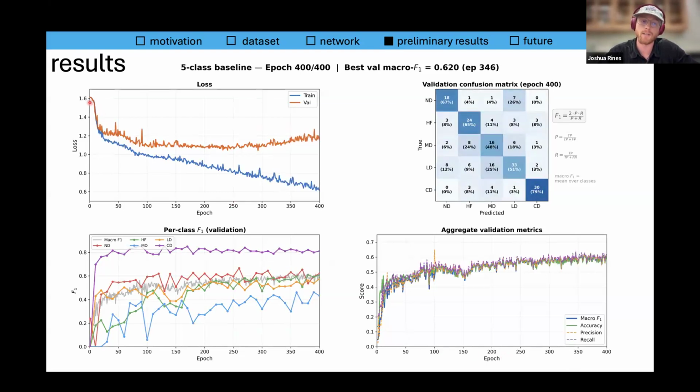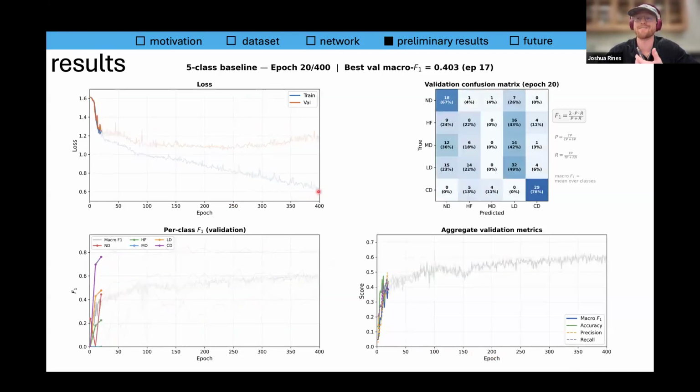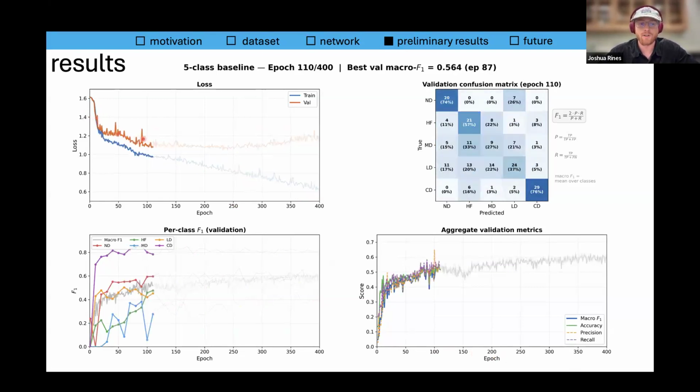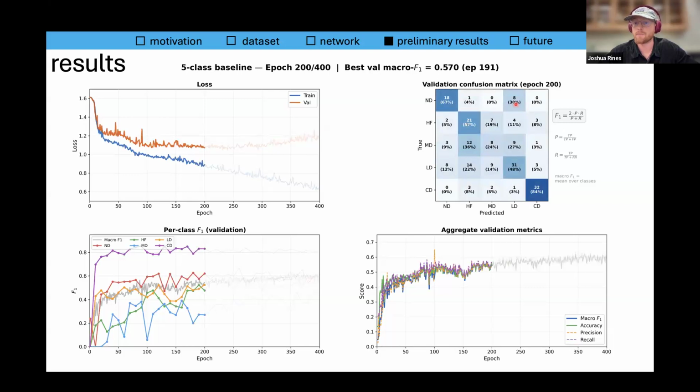On the top left, we have the loss function. In blue is the training curve, which you can see continues to learn and in fact overfit, which is a good sign for now. It means it's learning. The validation curve plateaus and then begins to increase. So again, it is overfitting. On the top right, though, what we can see is that throughout all of those iterations, this is on the validation set.